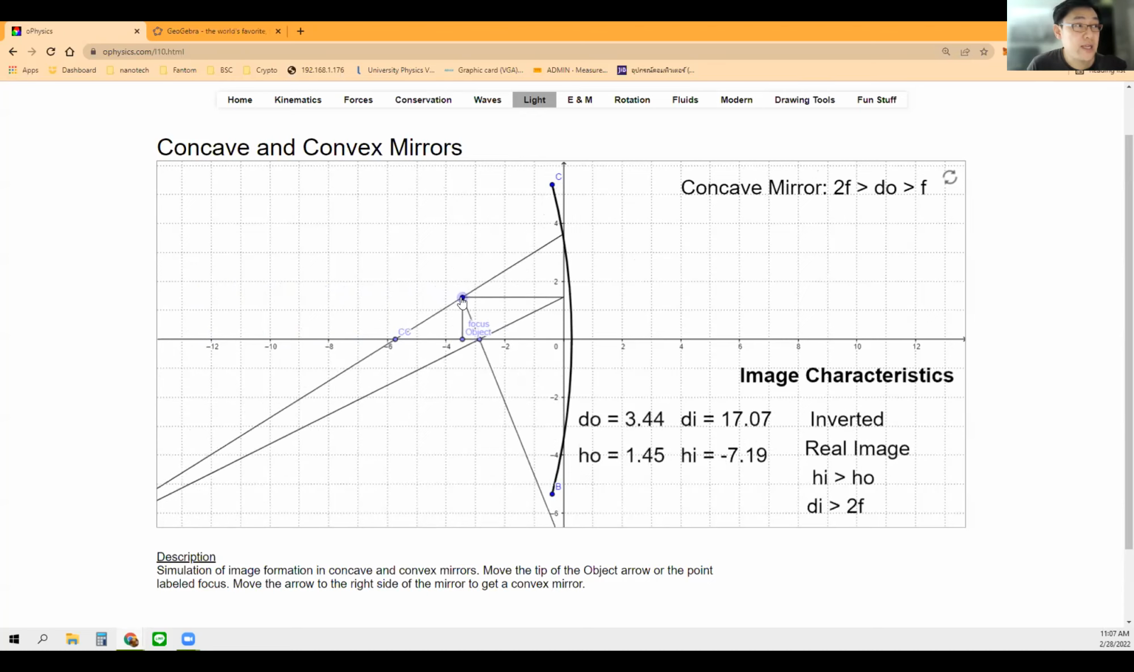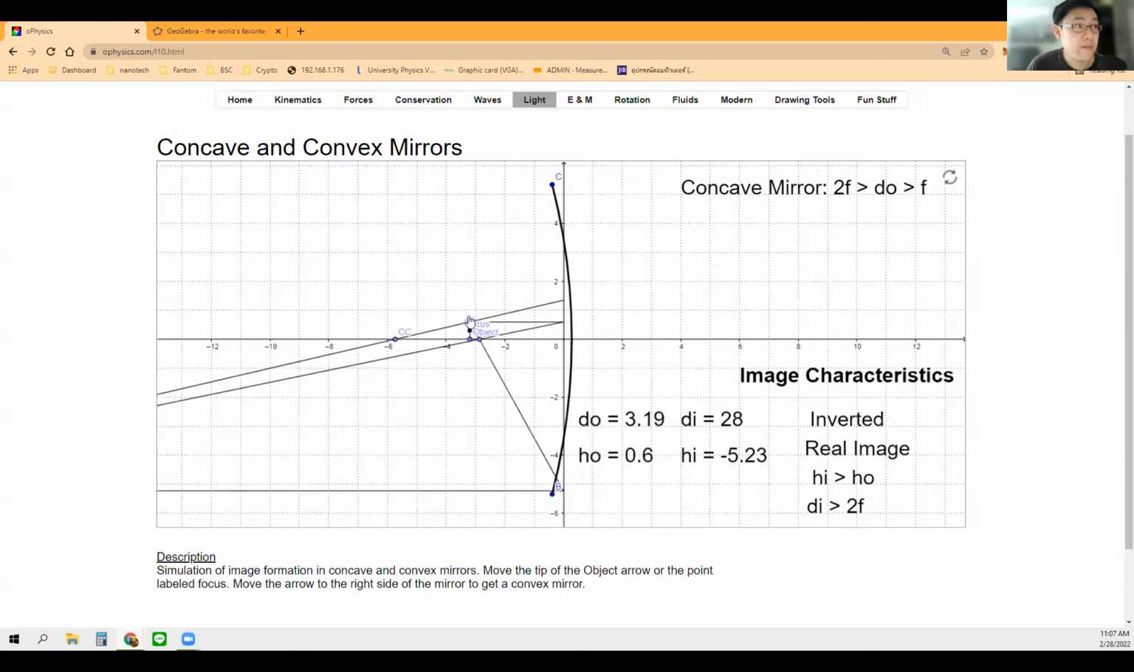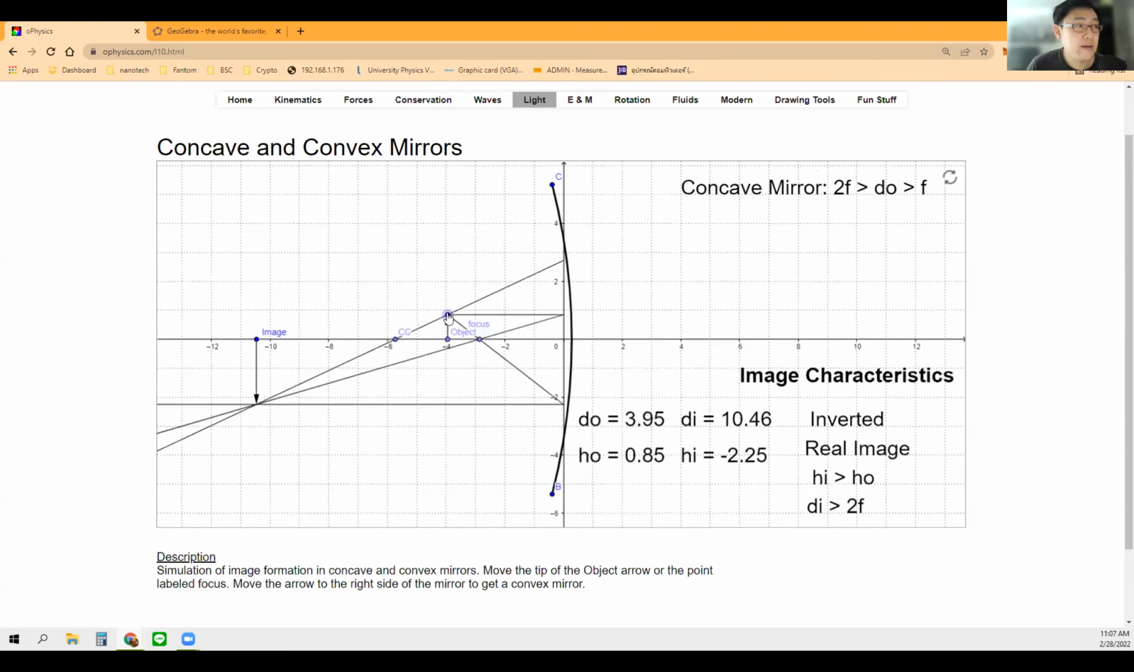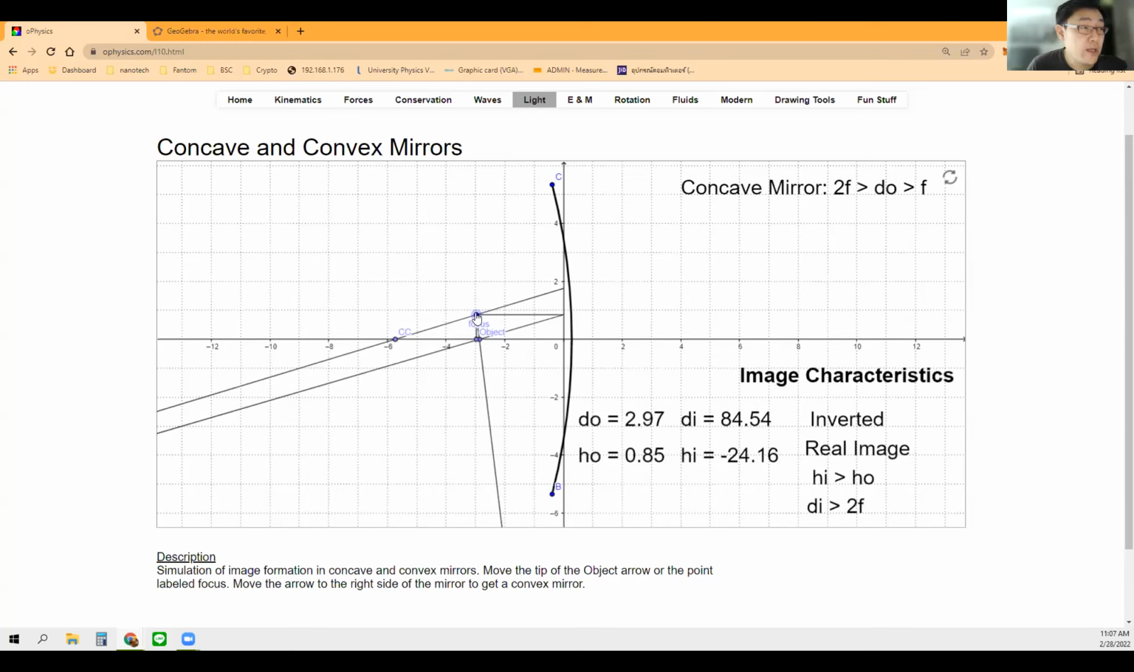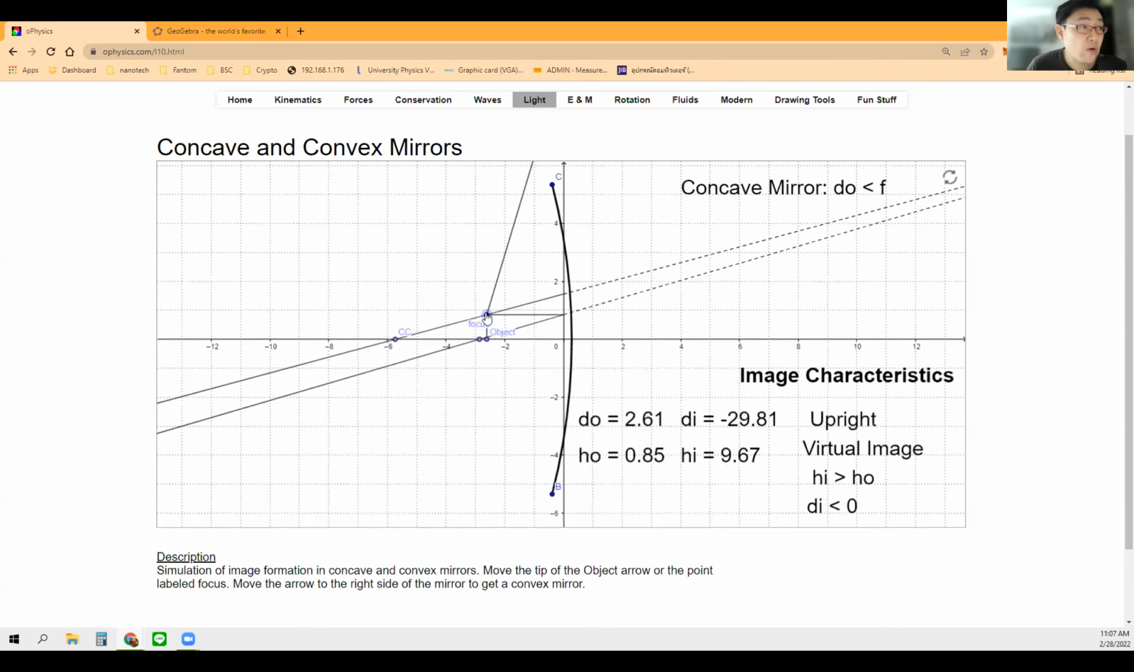Now, you see the flip here? Let me try to make the image location get further and further away, until it's off the screen. And then if you move the object closer, you get it closer than the focal length.